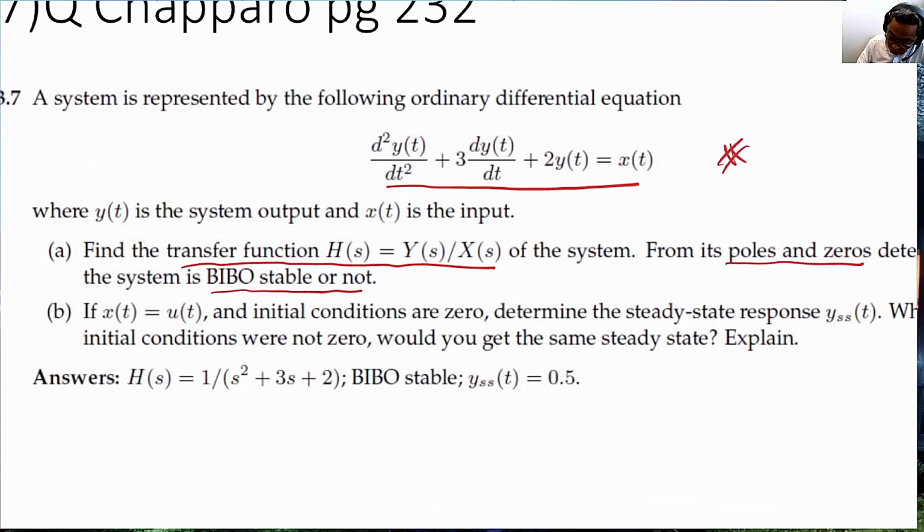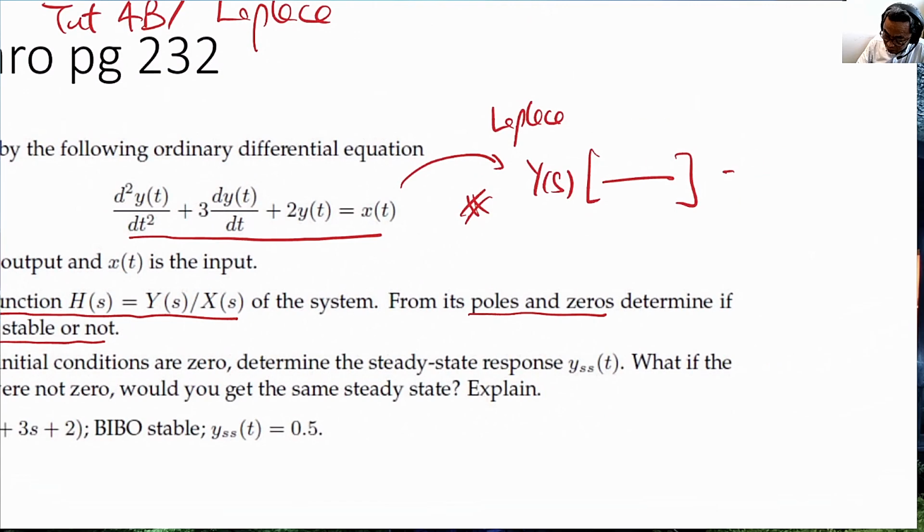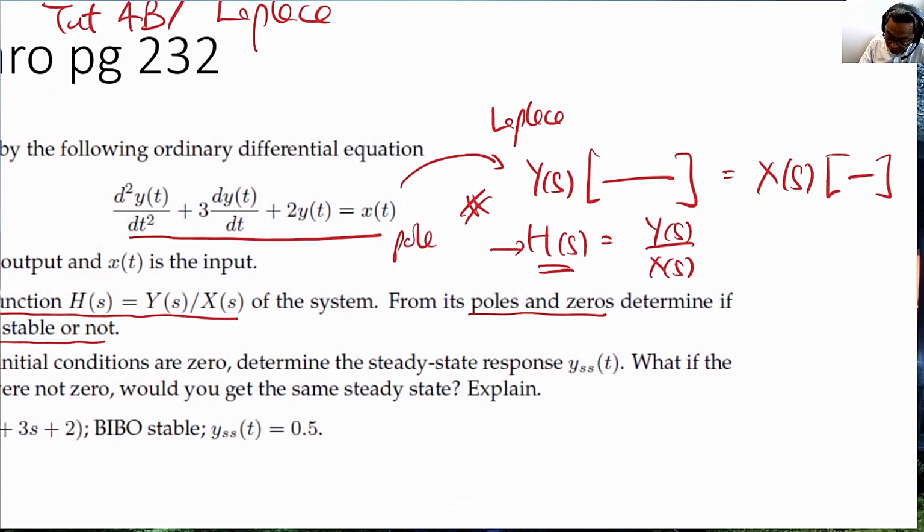So basically, we are asked to find the Laplace transform of this differential equation, Y(s) given by some expression equals X(s) given by some expression, and then we are asked to find H(s) equals Y(s) over X(s), the transfer function. We then plot the poles and zero of this transfer function, and then we can determine from the pole location if it is on the left hand side of the s-plane, then the system is stable.